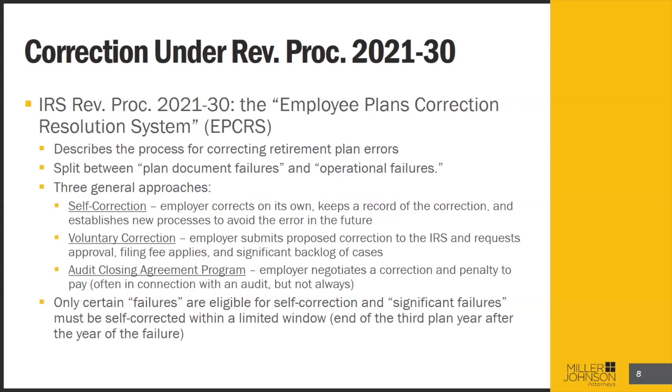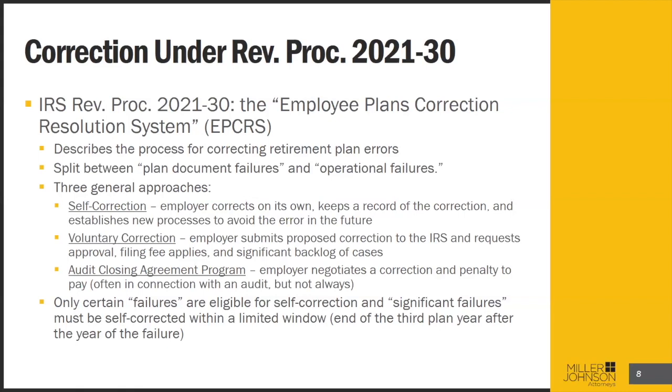The other, more expensive and more time-consuming, is what we call voluntary correction, and that's really where you file an application with the IRS. So you pay a filing fee. You describe in that filing the error, who discovered it, what the processes were at the time, and then how you propose to correct it.